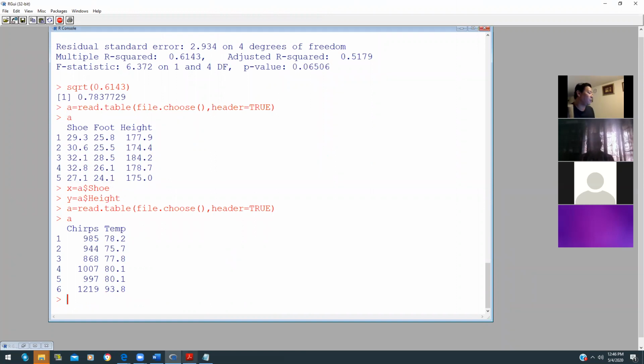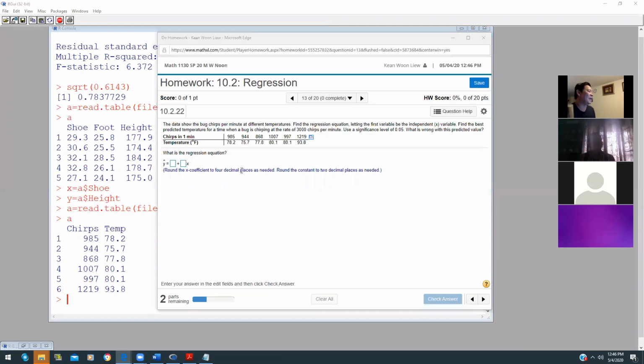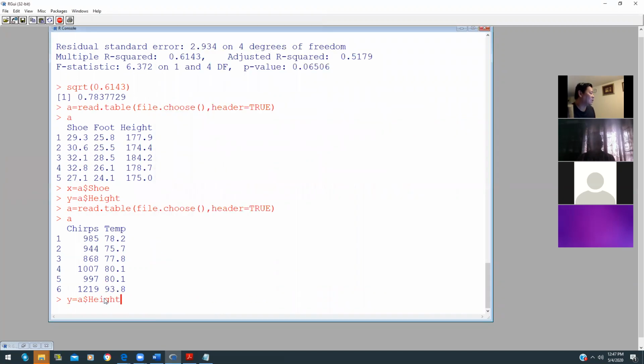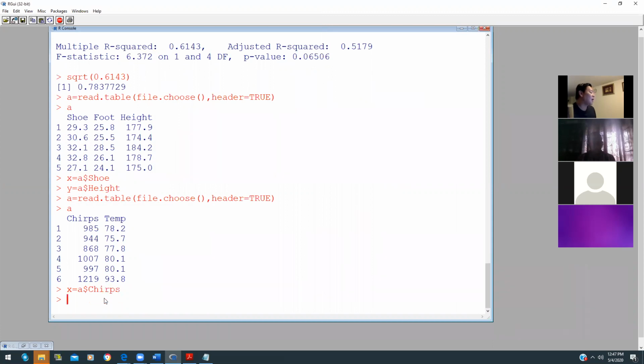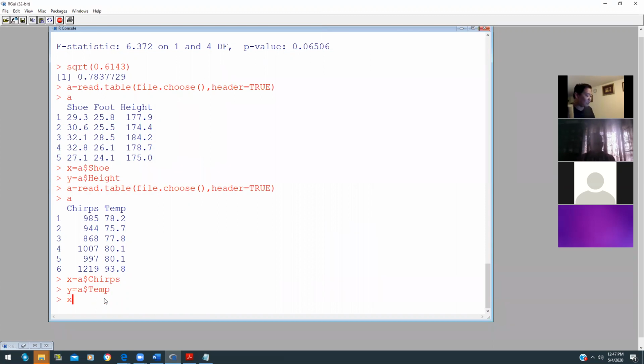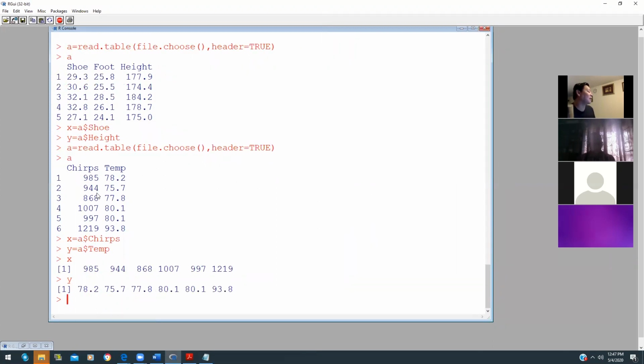So if you look at your data, chirps comes in first, that is your X, right? And then temperature is your Y. So X in this case is your chirps, and then Y in this case is your temp. Just press X and Y so you know that they are the same before you go on.